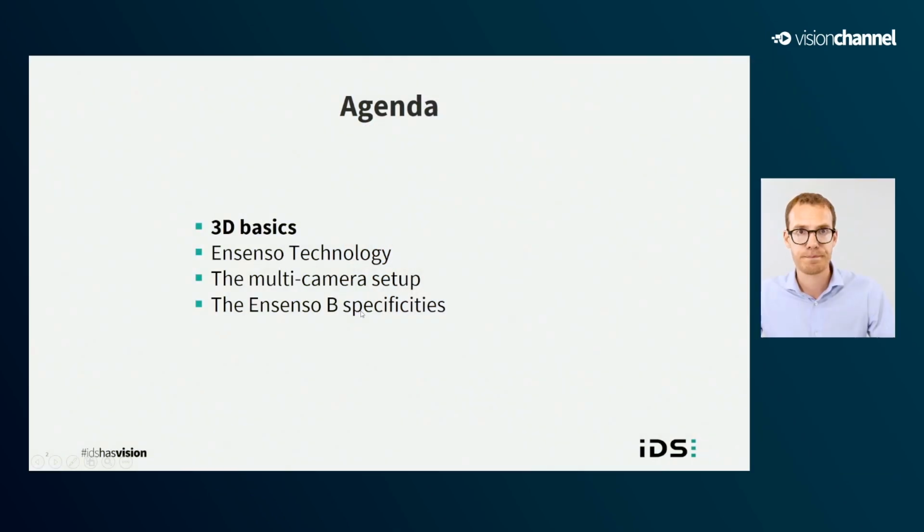I am the product manager in charge of the Ensenso 3D camera product line here at IDS, and I will hold today's presentation: full-featured 360-degree point cloud using a multi-camera setup. I will start with the basics for understanding 3D imaging, explain briefly what makes the Ensenso product unique, teach you how to set up a multi-camera system, and finally highlight what makes our latest release, the Ensenso B, complementary to our existing portfolio.